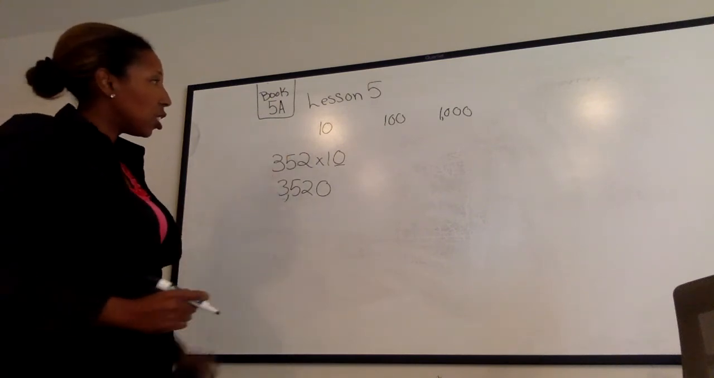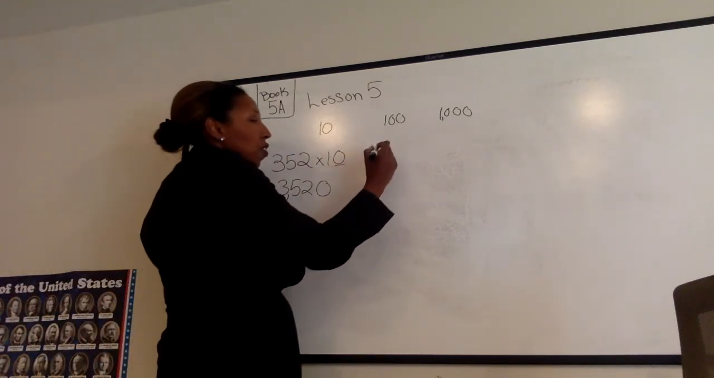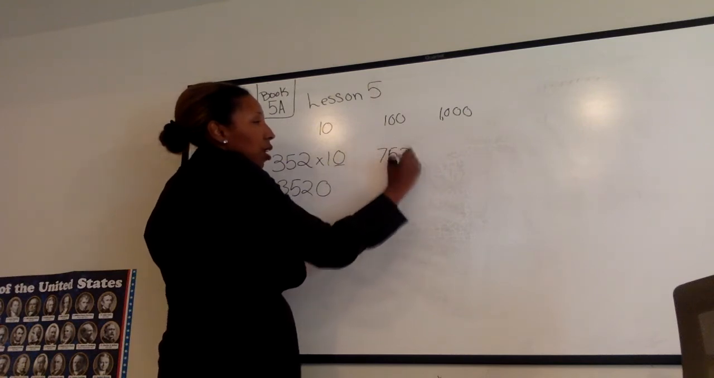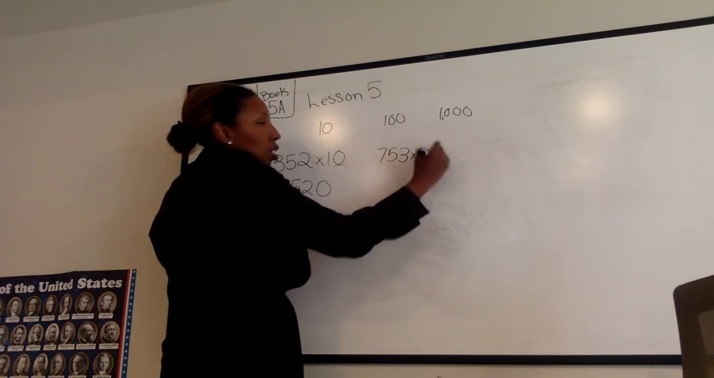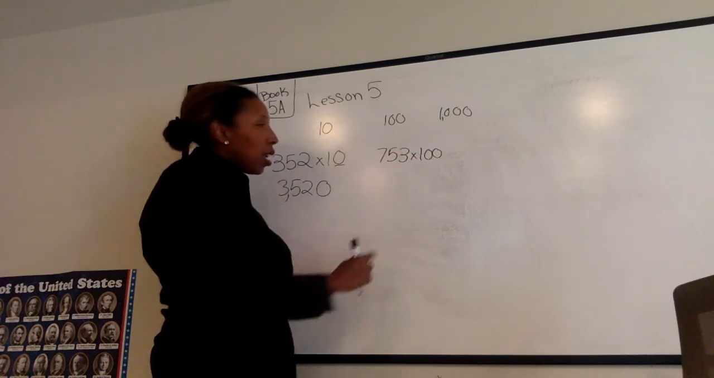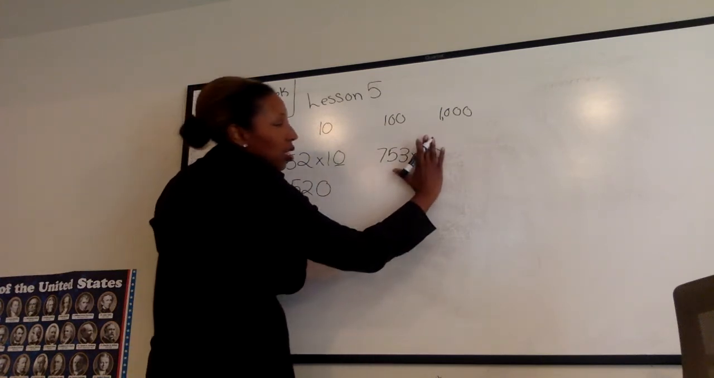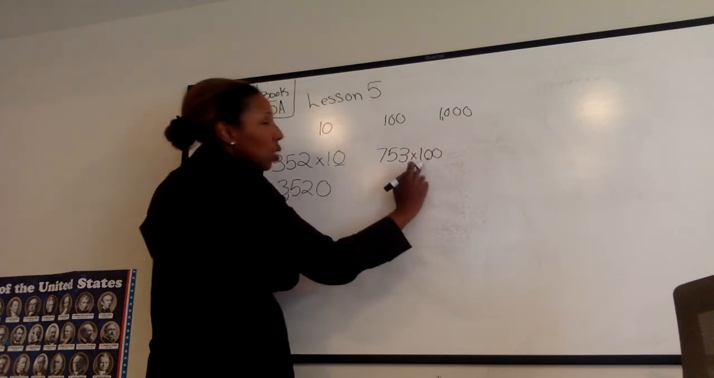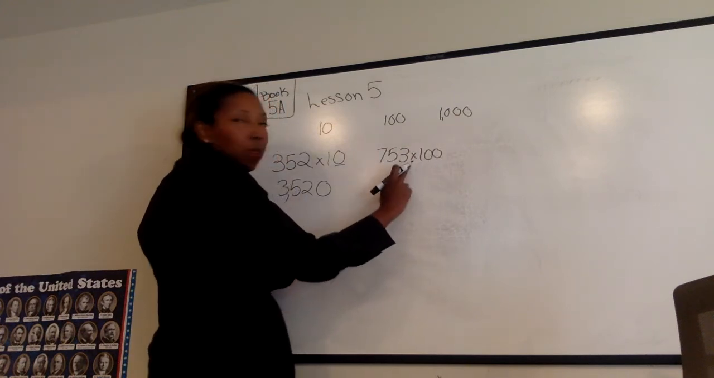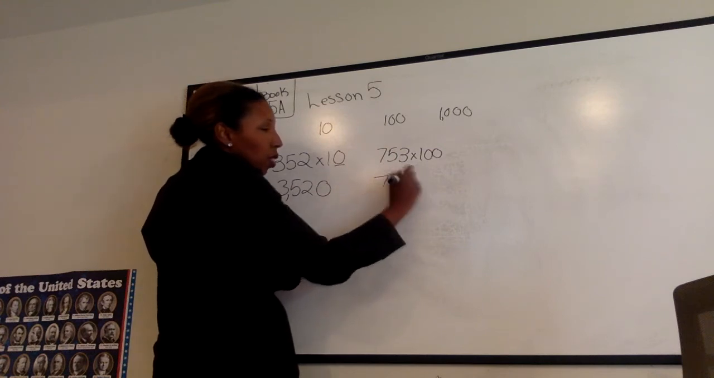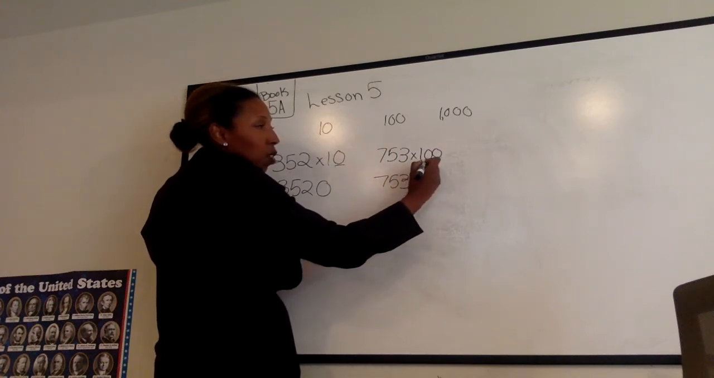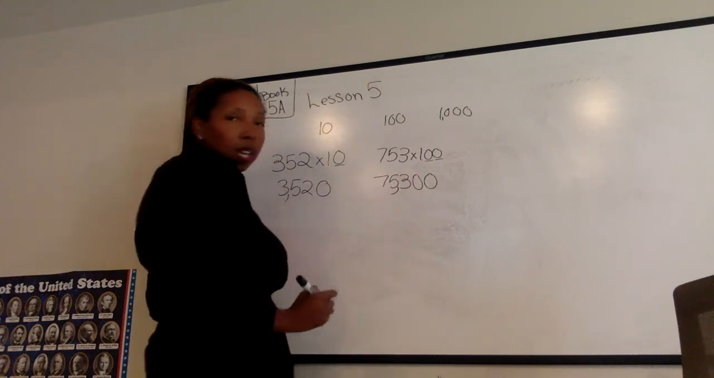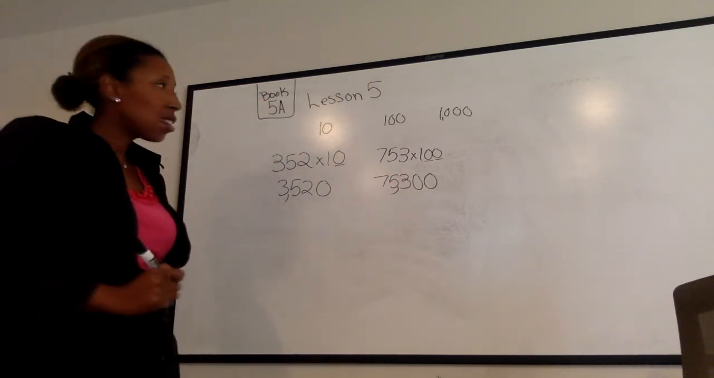Let's try 100. If I had 753 times 100. Seems scary, but I know again, 753 times 1 is going to give me 753. How many zeros do I have? 1, 2. So that's how many I put. Done. Okay, so you just count zeros.